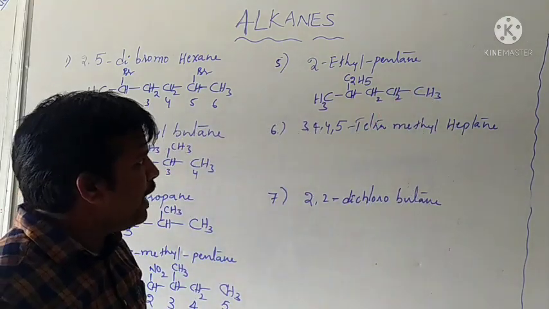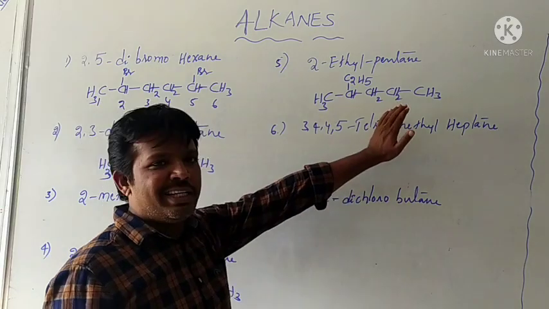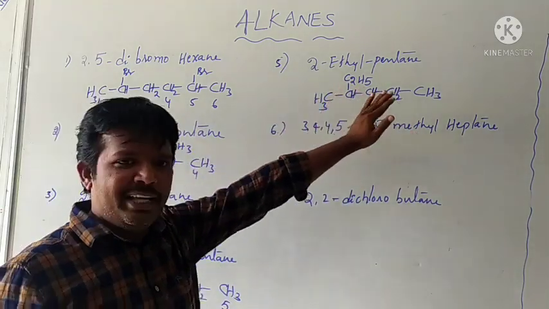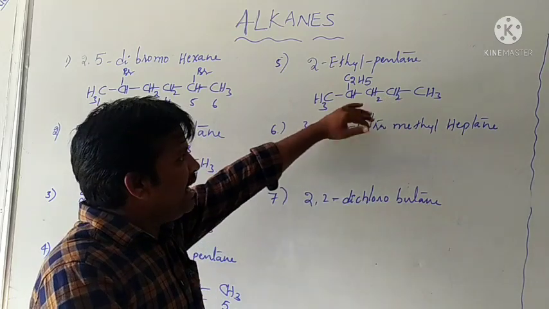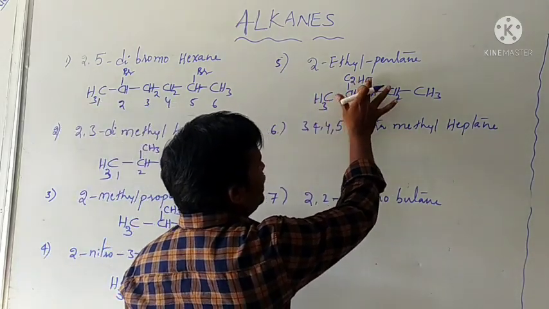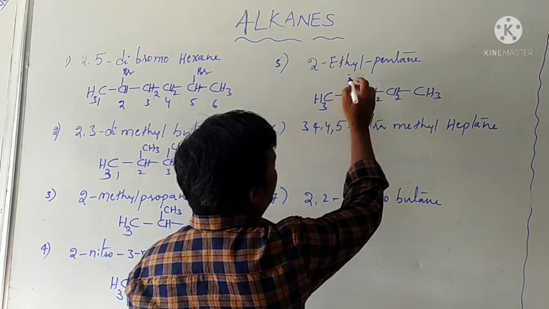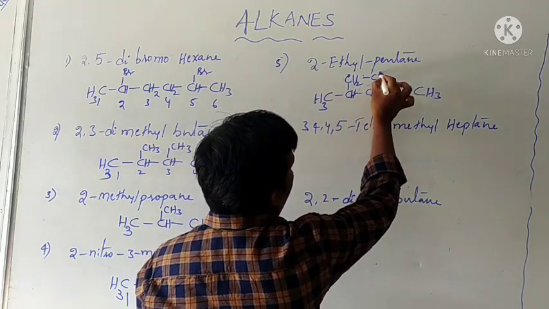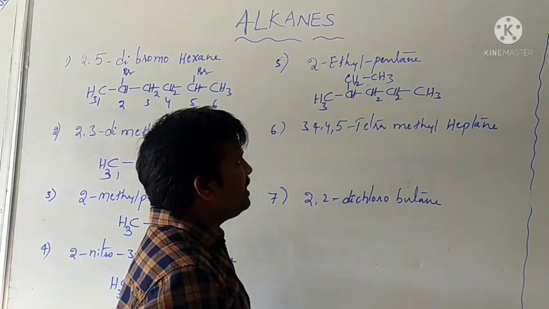Here you may have observed that there is a mistake. 2-ethylpentane, is it correct? There is a possibility to write another name here. Ethyl means C2H5, which can also be written like this, CH2 and CH3.